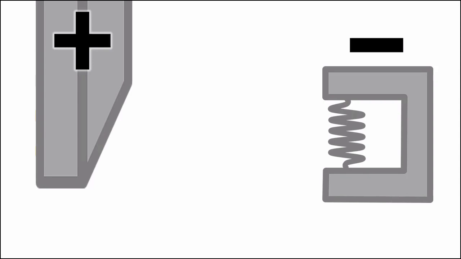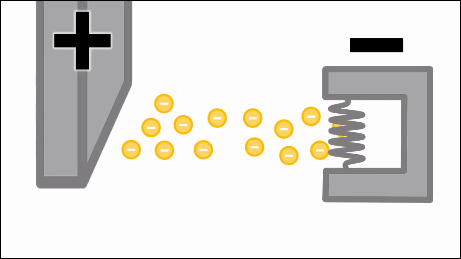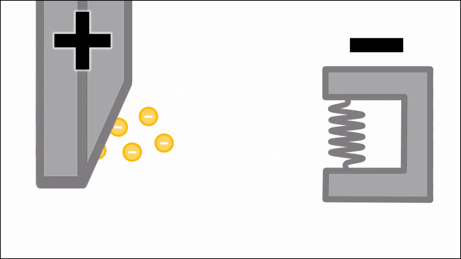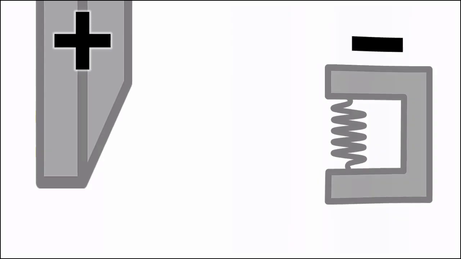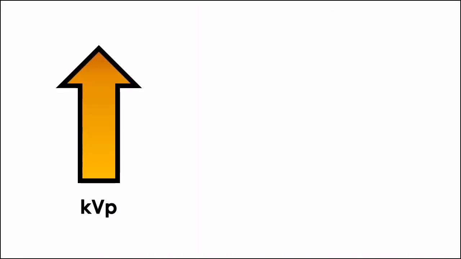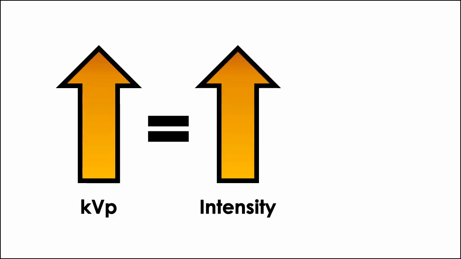When we decrease the kVp, this creates a smaller voltage difference across the tube, and therefore the electrons move more slowly through the X-ray tube. They have less energy, and the X-ray beam has less energy. So why does any of this matter? Changes in kVp have very important effects on the X-ray beam. If we increase the kVp, this will increase the beam intensity, just like increasing mass.